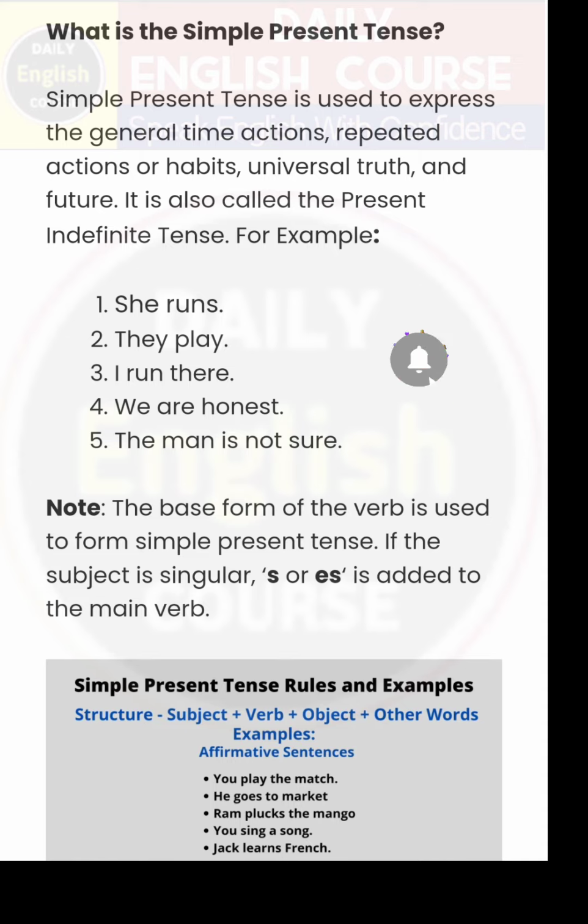For example, 1. She runs. 2. They play. 3. I run there. 4. We are honest. 5. The man is not sure.